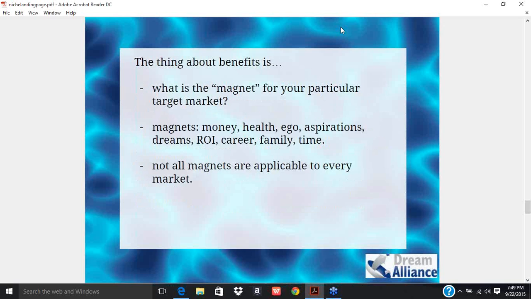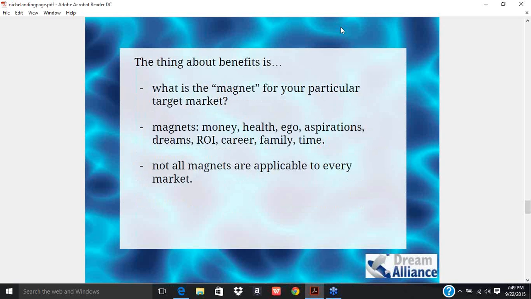Because the thing about benefits, they are magnets. And what is the magnet for your particular target market? And I'll ask everybody that in just a minute. Magnets are the deepest desires that attract people to your niche products and service. It can be money. It can be health. It can be ego. That's fine. People's aspirations, what dreams they have, returns on investment, career changes. It could be their family. It can be spending more quality time or getting more time to do whatever they want to do.